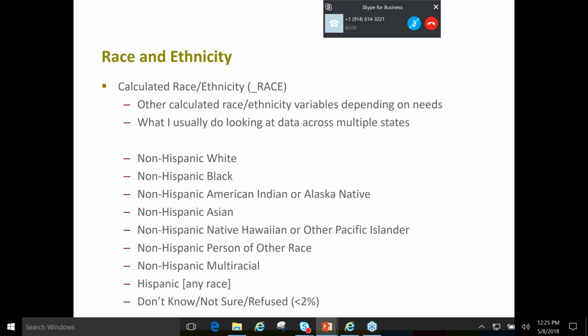So the categories in this calculated race variable are non-Hispanic whites, non-Hispanic blacks, non-Hispanic American Indian or Alaska Natives, non-Hispanic Asians, non-Hispanic Native Hawaiians or other Pacific Islanders, non-Hispanic persons of other races, non-Hispanic persons who are multiracial or report multiple races, Hispanics of any race, and people who report don't know, not sure, or refuse, which is less than 2% of all respondents. Next slide.